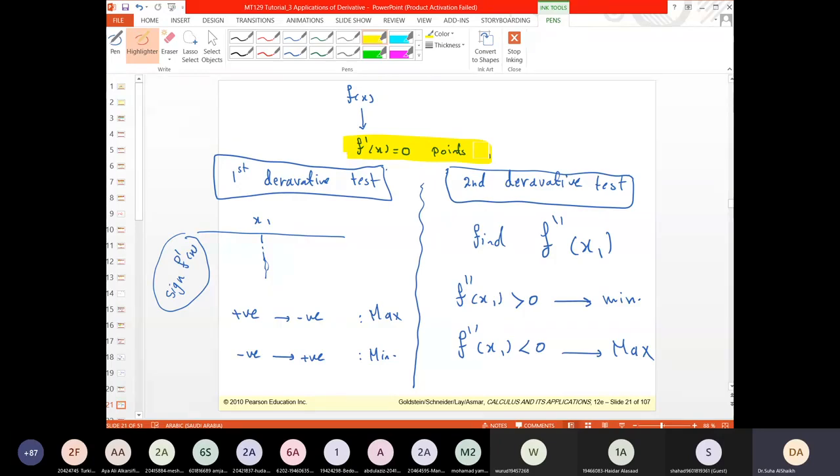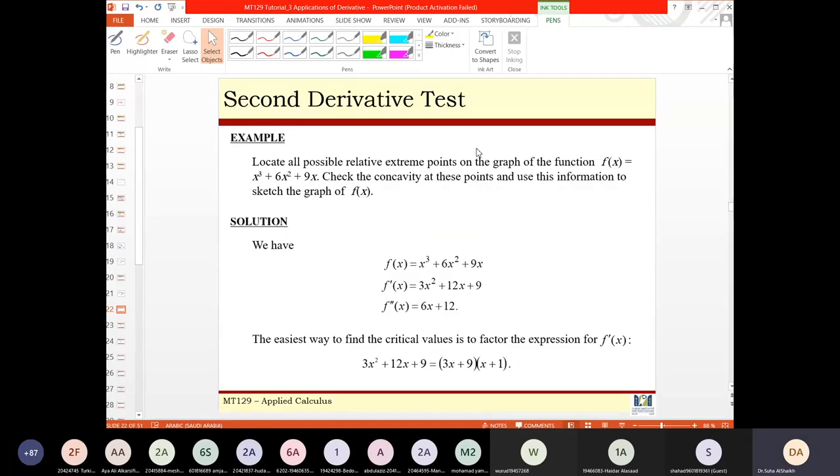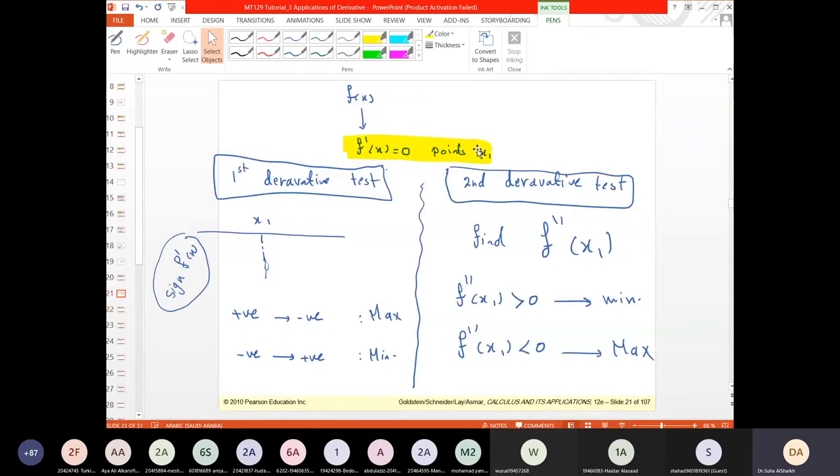Now sometimes we use the first derivative and it fails. The first derivative fails, so we have to go and use the second derivative test. Okay? And we will see an example now about this. Sometimes the first derivative doesn't work, so I have to go for the second derivative. And both of them will give me the minimum and maximum point. You can see the screen, is everything clear?